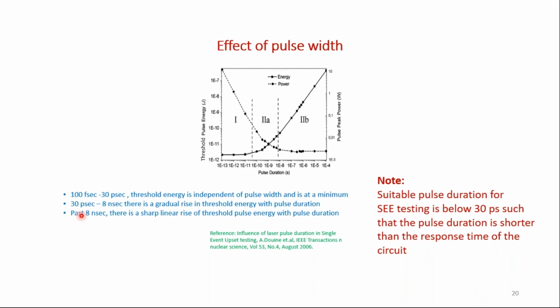And then you go to the second regime, 30 picosecond to 8 nanosecond. You can see there is a rise with the pulse width in the threshold energy. And past 8 nanoseconds, there is a linear sharp rise with the increasing pulse width. So it's not that you cannot get the SCE with larger pulses, but it is preferable to have a shorter pulse, of the order of maybe less than 30 picosecond, so that you get the smallest threshold pulse energy that is required. So you would trigger the SCE effect at a much smaller energy. And if you go to the larger pulses, you would need more energy to trigger the effect.